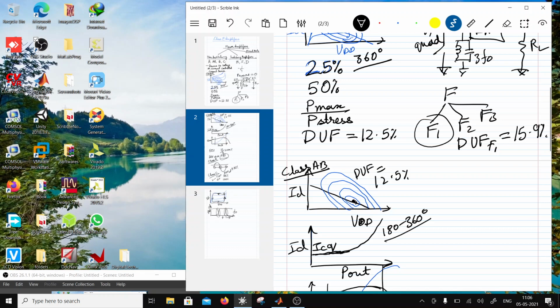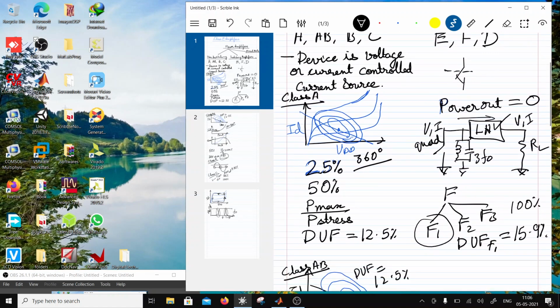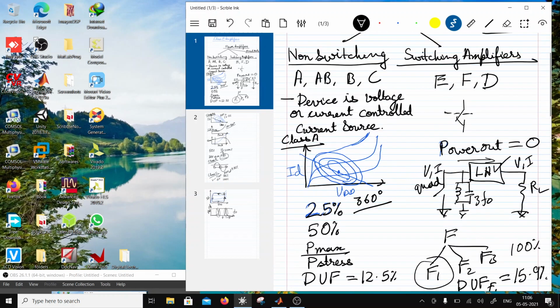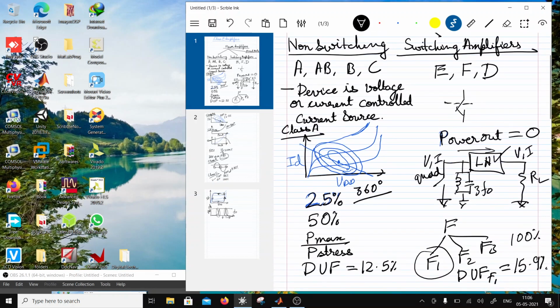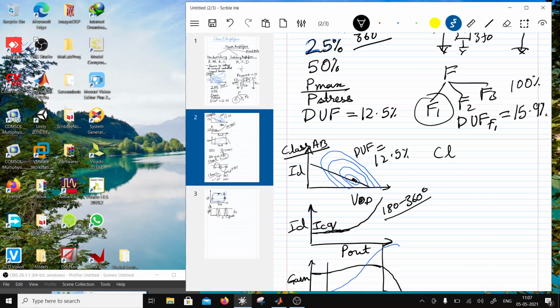And the ideal drain efficiencies are 100%, right? So this is going to be class F amplifier. Now if I take two class F amplifiers and use this in push-pull configuration, right? So I have some form of a two-pole switching amplifier. That would be class D amplifier. So in this class D amplifier, the device utilization factor is twice of 15.9.